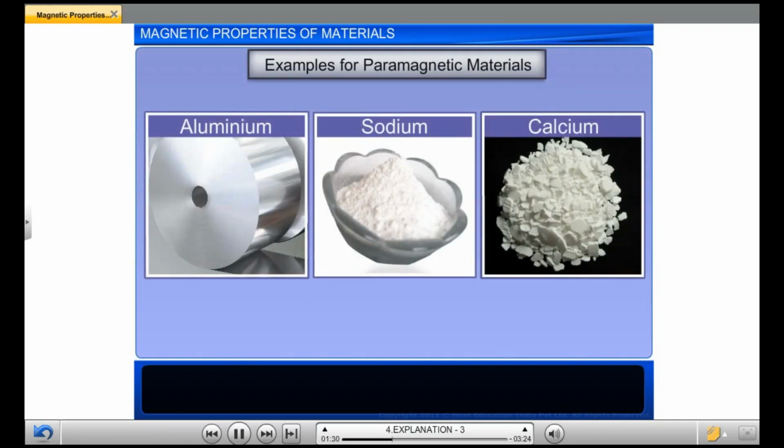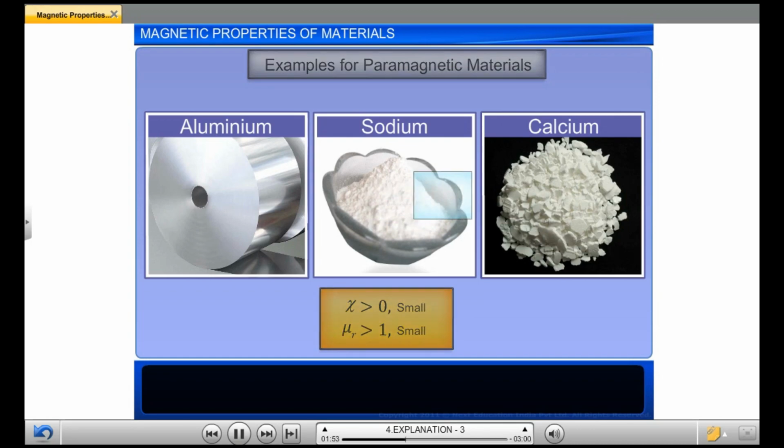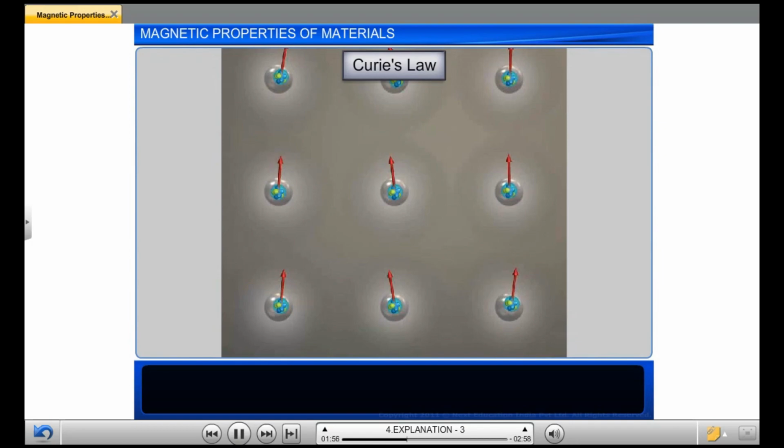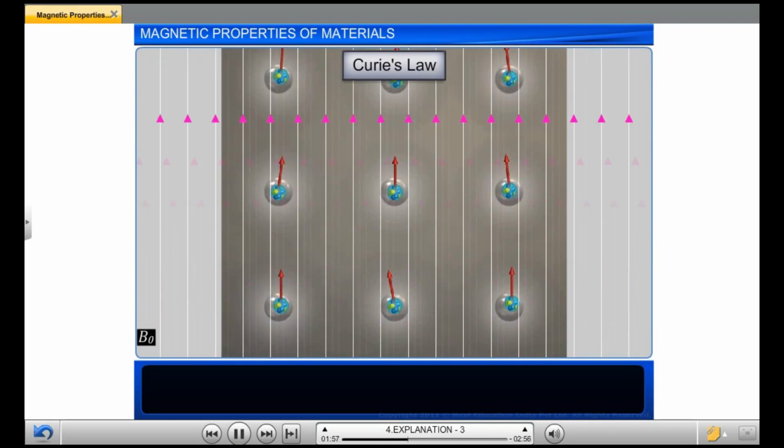Some examples of paramagnetic materials are aluminium, sodium, calcium, etc. Magnetic susceptibility of paramagnetic materials is small and positive. Relative magnetic permeability of these materials is slightly greater than 1. A paramagnetic material placed in an external magnetic field gets weakly magnetized.